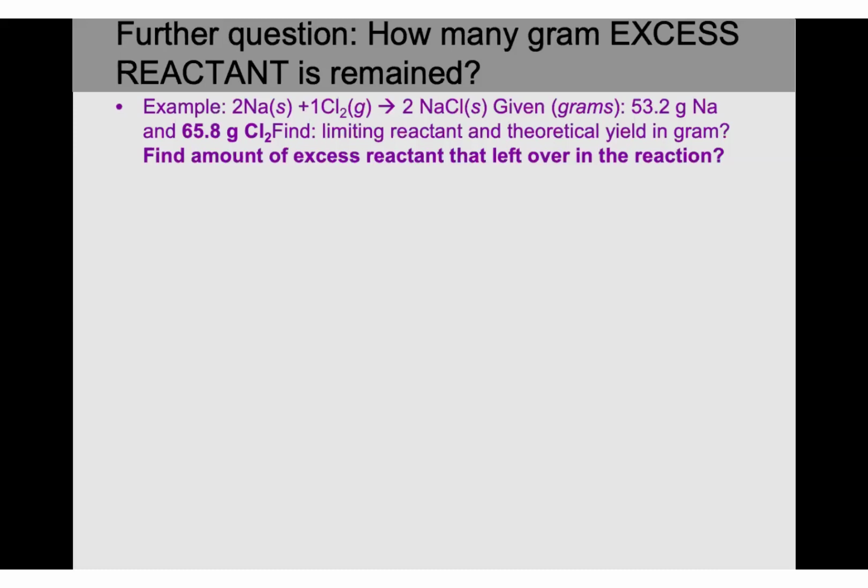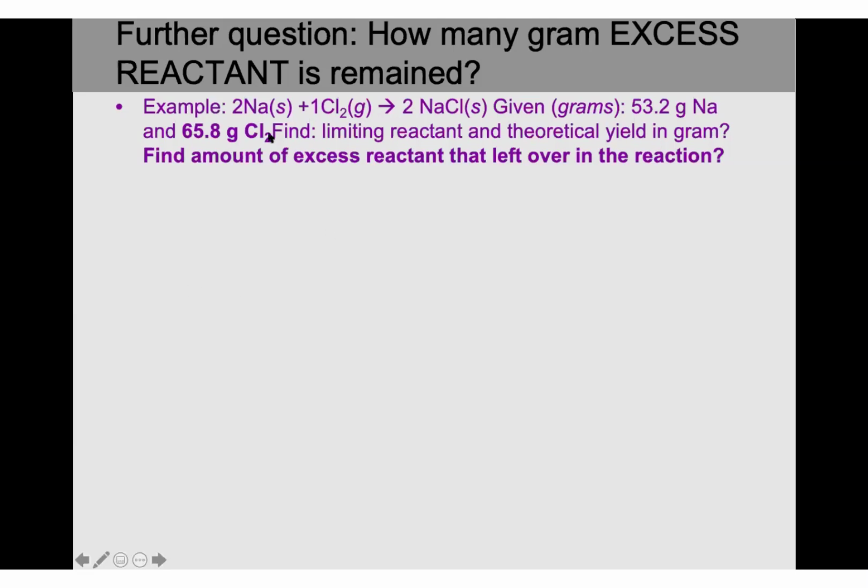Okay, let's do this question. This is basically the same as the last question, but it's asking for the amount of excess reactant that is left over in the reaction. Let me give you a hint, guys. When they give you grams of compounds in the question and they ask for the amount of excess reactant that is left over, always try to convert the mole of product to the gram of product. How? So let me tell you guys.